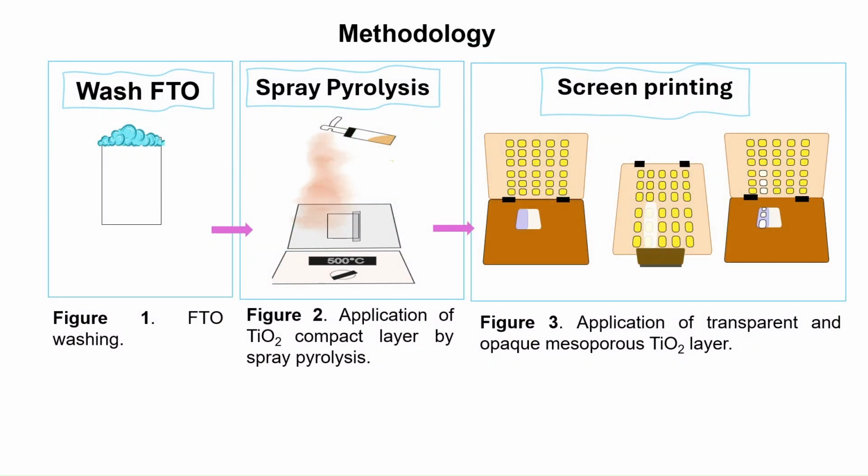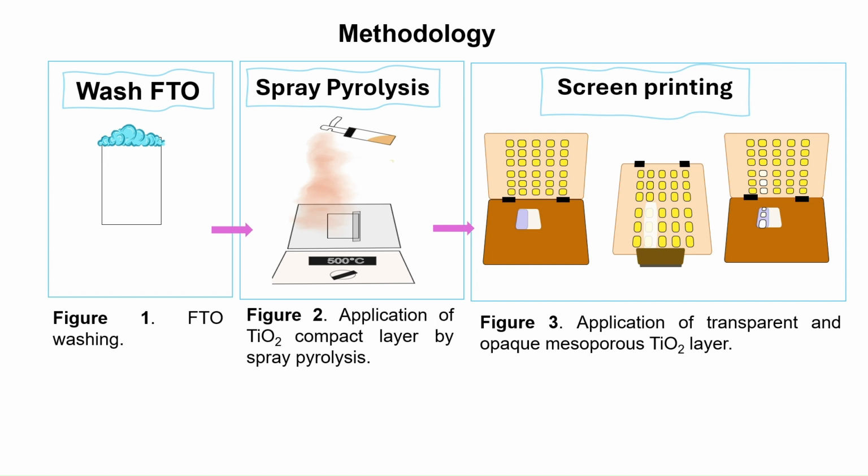Methodology. First, the FTO is washed with soap and water. Then it is placed in an ultrasonic bath with acetone and ethanol for 15 minutes. Next comes the compact layer, which is deposited by spray pyrolysis technique, which consists of the aerosol atomization of a precursor liquid on a hot surface, where it is converted into an oxide, TiO2. Once the process is completed, a layer is achieved that prevents direct contact between the electrolyte and the FTO, thus preventing possible leakage.